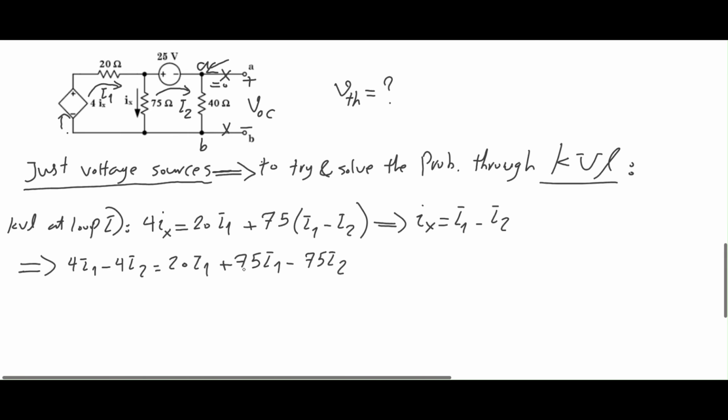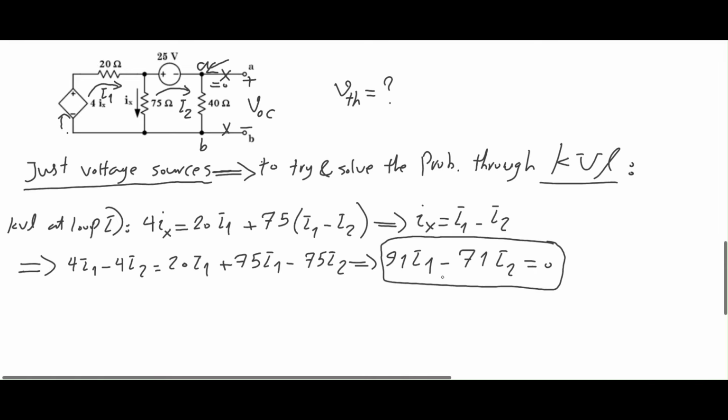So let's consider all I1 in one side. So 20 plus 75 is 95. 95 times I1 minus 4I1 is 91 times I1. And then I have minus 75, and then plus 4, that becomes minus 71 times I2 equals 0. So I'm going to just circle this and just put it aside for now. This is one equation that can help me solve my problem.